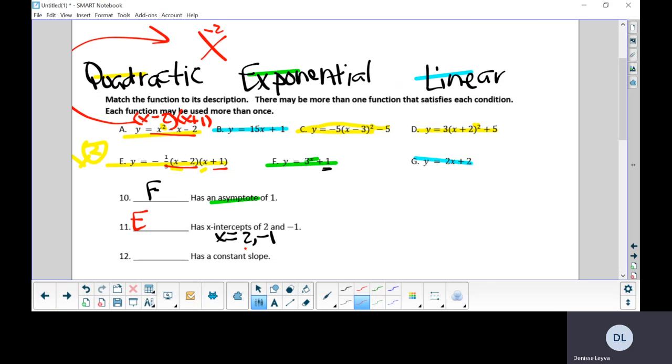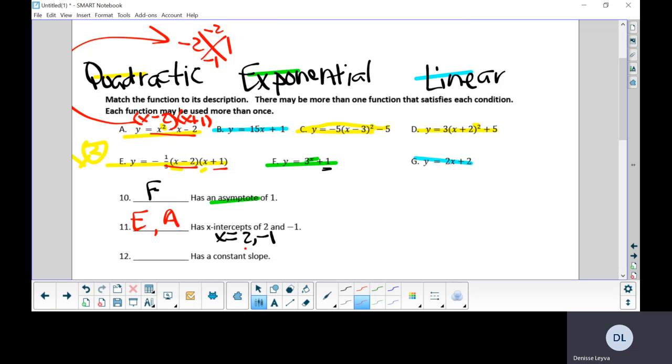Negative 2 goes in the top. Negative 1 goes in the bottom. If we try to look for those two numbers, it will be negative 2 and positive 1. That's why those are our factored form. So you can see here, when you try to solve, A is also an answer. So that's for x-intercepts. Now we move on to constant slopes.